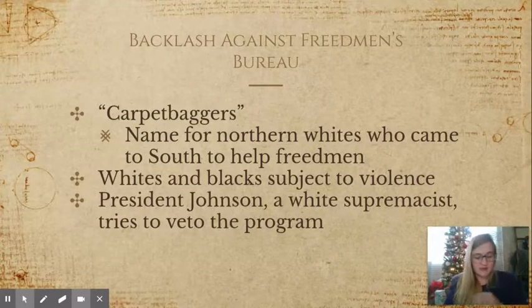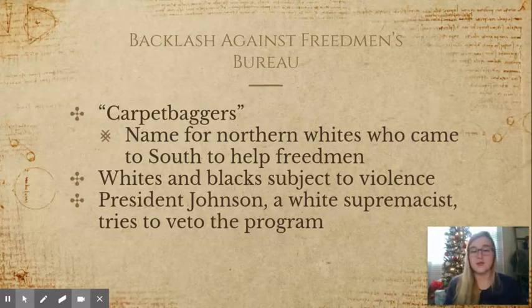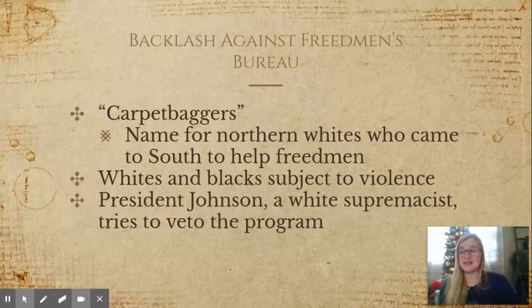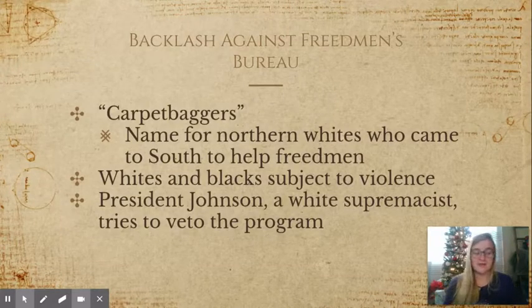And some whites and blacks who are participating or helping with the Freedmen's Bureau will be subject to lynchings and violence and threats. And even President Johnson, the president after Lincoln, he's a white supremacist, and he tries to veto the program multiple times and kill it, but Congress is able to override his veto.